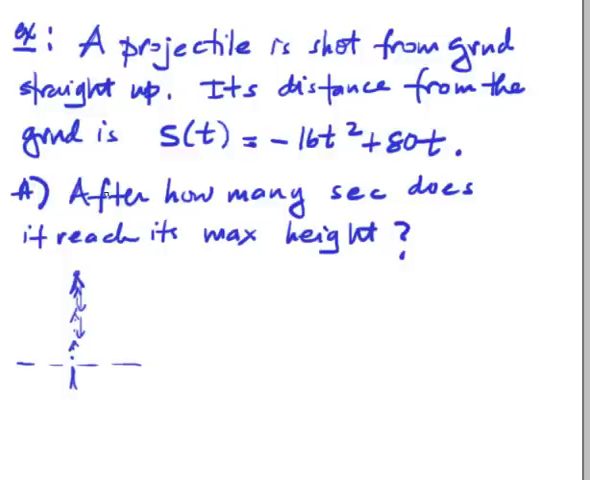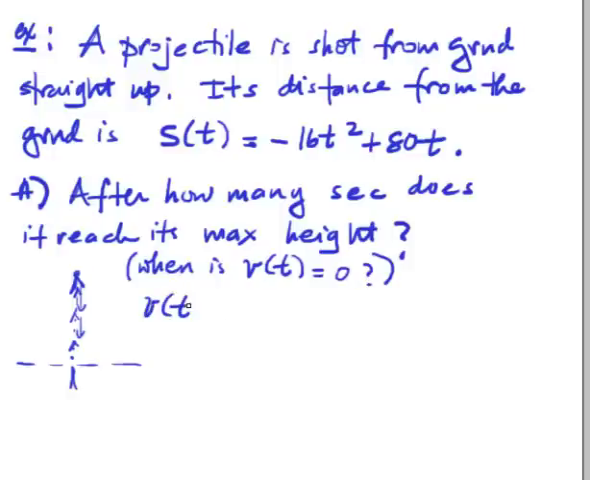All right, so when it reaches its maximum height, the velocity is 0 because as it's going up, the velocity is positive because the distance is increasing. Then as it's going down, the distance from the ground is decreasing and the velocity is negative. So in between, the velocity must be 0. So at the height, the velocity is 0. So we're asking when is v of t equal to 0? That's when it reaches its maximum height.